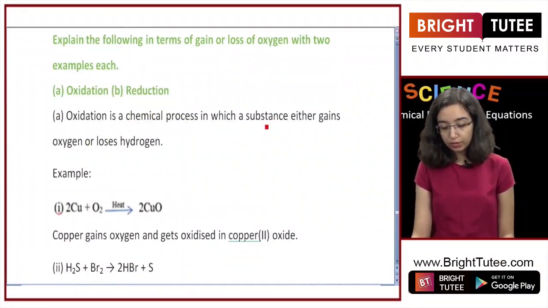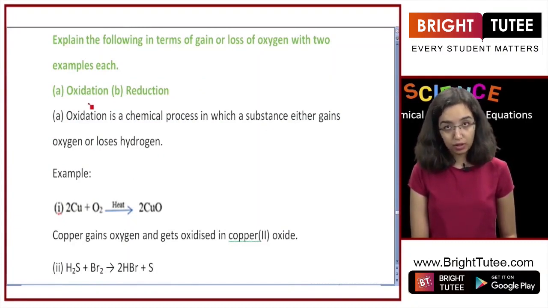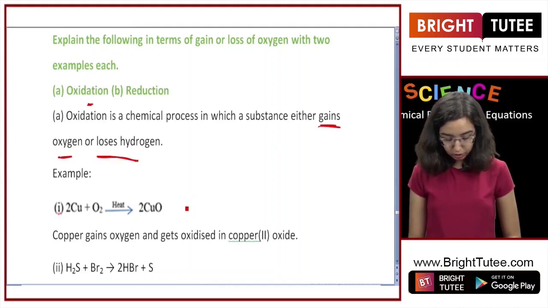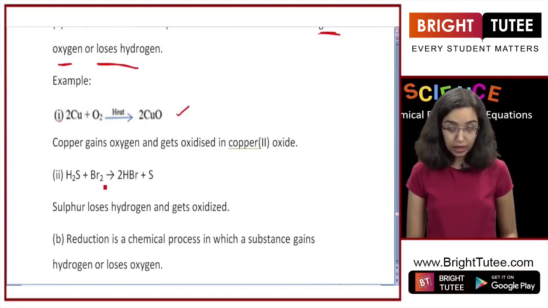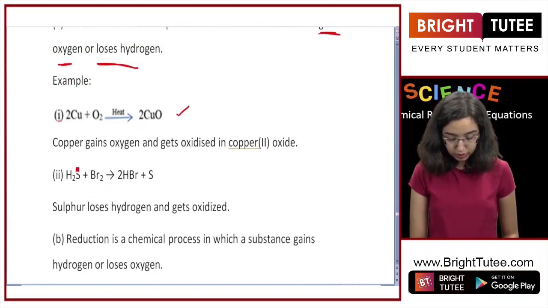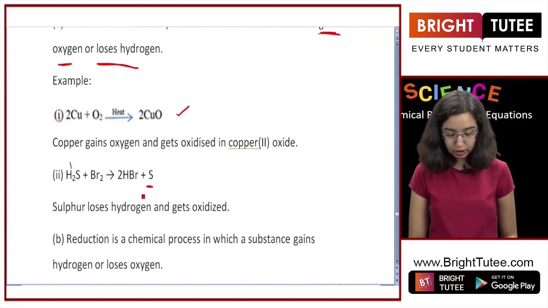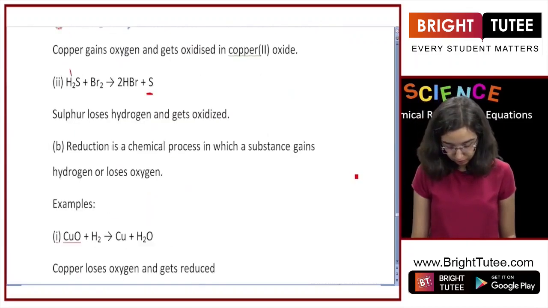Explain the following in terms of gains and losses of oxygen with two examples each. First is oxidation. We have already discussed this previously. Oxidation means you either gain oxygen or you lose hydrogen. An example of gaining oxygen would be Cu gains oxygen to form CuO. An example of losing hydrogen would be H2S loses H2 and gets oxidized. So sulfur here loses H2 and gets oxidized. This is also another form of oxidation.